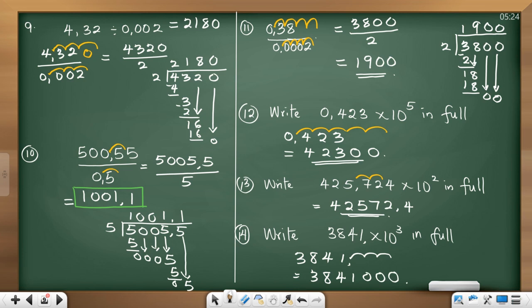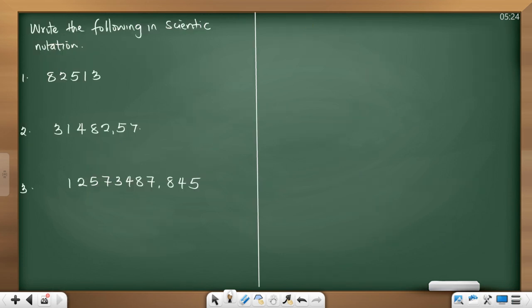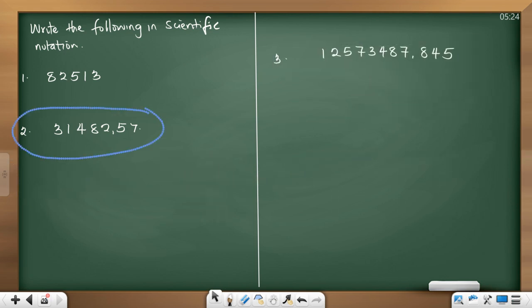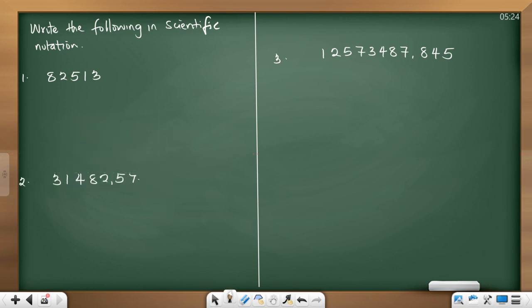Lovely. And that is pretty much about it. Let's look at the last section. We're writing in scientific notation. Now, when we say scientific notation, the rule is that there must be only one number in front of the comma. So we're going to move the comma. Now, this is a whole number, so the comma is here. But I want only one number. So I want the comma to move this way. This is the old, and I want the comma to be here as the new.